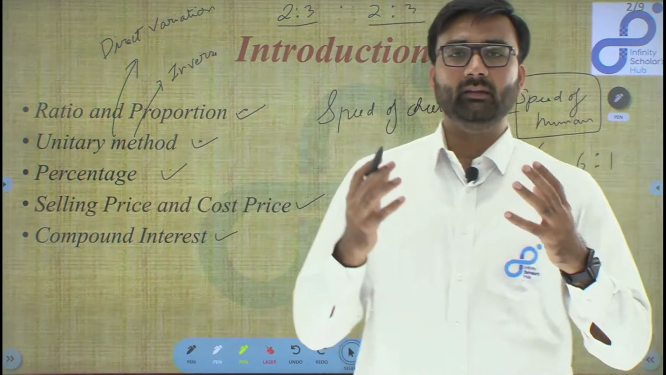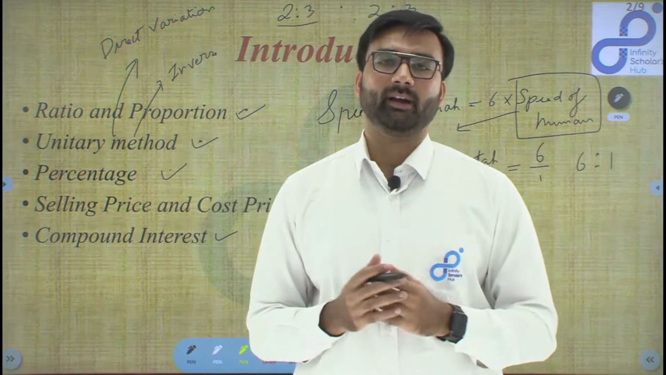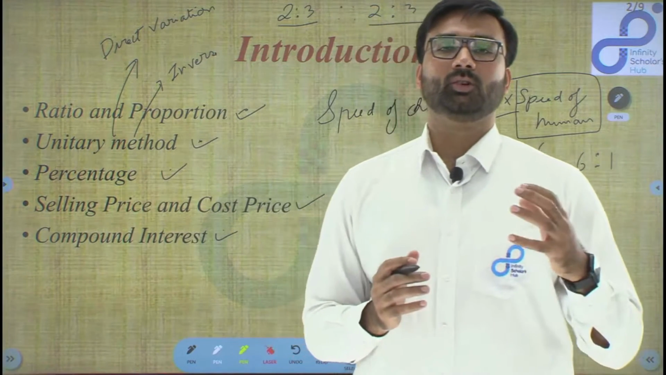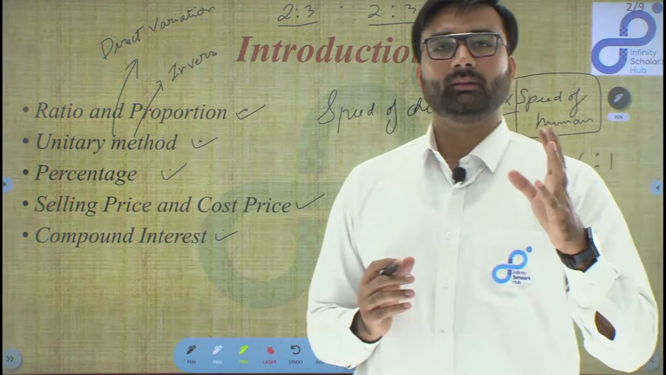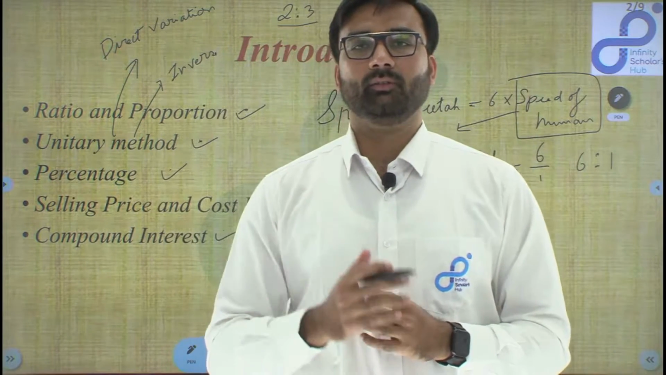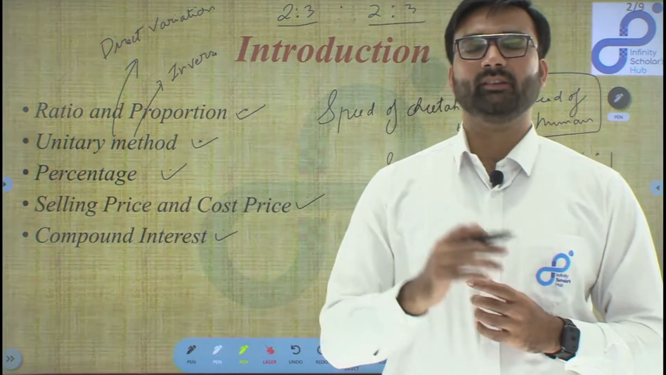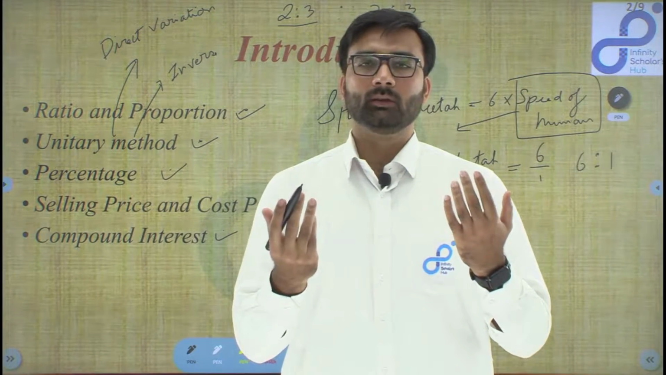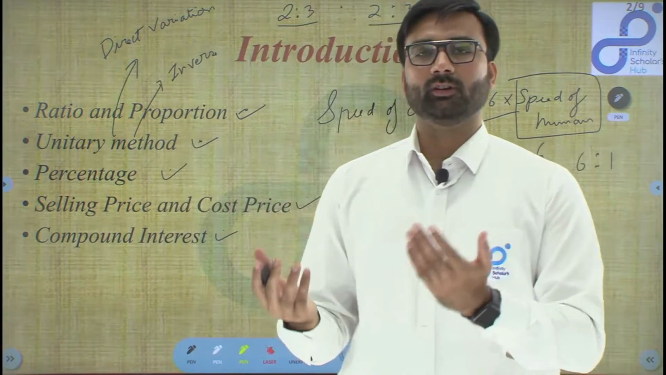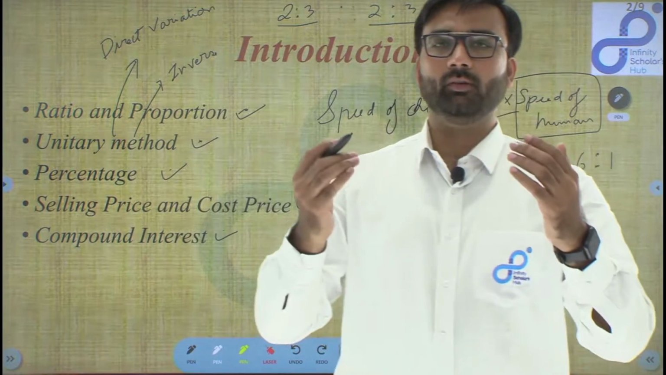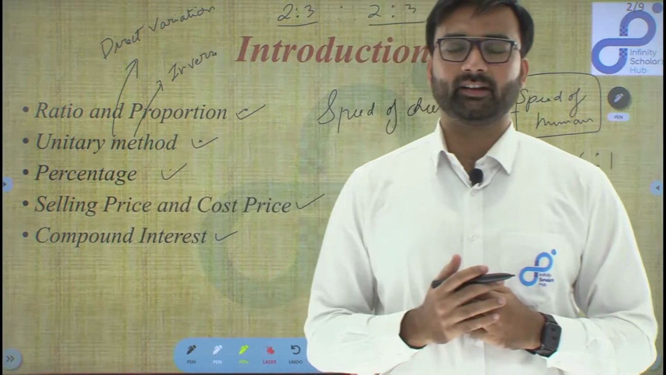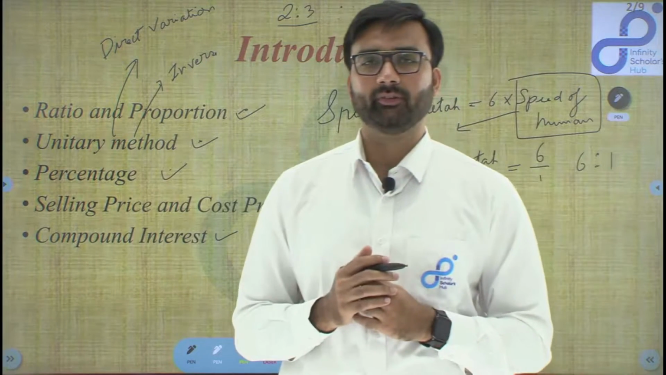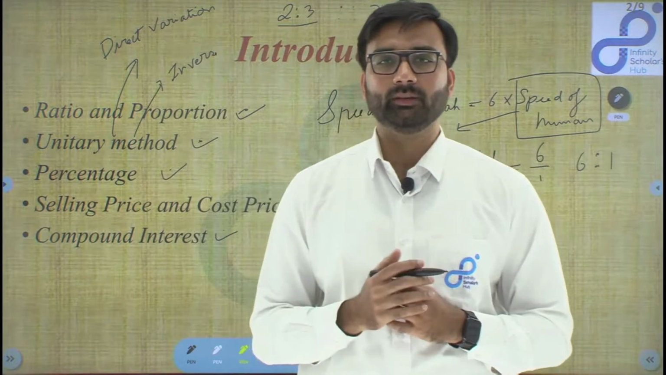If I tell you to go and buy sugar for me, right? So you go and take 1 kg of sugar, which will cost you around say 50 rupees. Okay, so the price of 1 kg is what? It is 50 rupees. And if you calculate the price of 500 grams of sugar, it will be half of 50, that is 25 rupees.